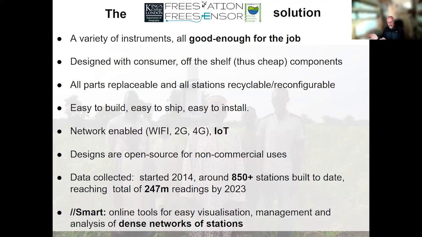They can become a weather station, or they can become something else. We've made them easy to build and easy to install. We've made them network enabled. We've open sourced the designs for non-commercial uses, and we've built a lot of them.